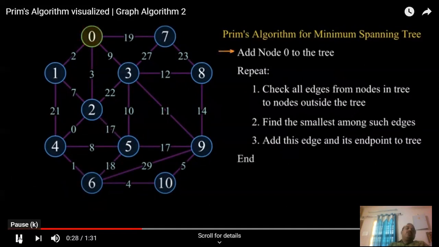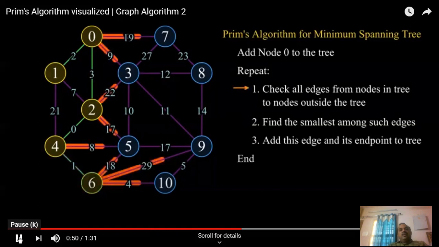First, node 0. Search all the edges of 0, yes. Which is the smallest? 2. Again search, which is the smallest? Yes. The next one is 0. The next one 1, 4 to 6. The next level is 4, 0 to 6 to 10. The next level is 10 to 9, 5.